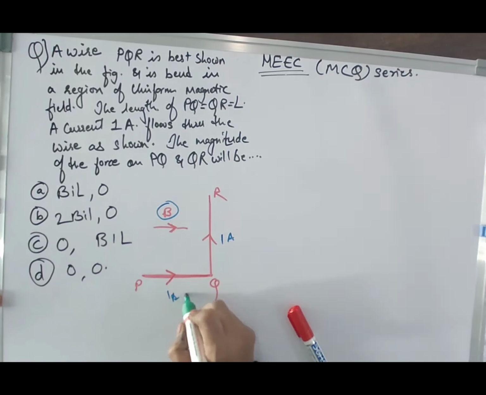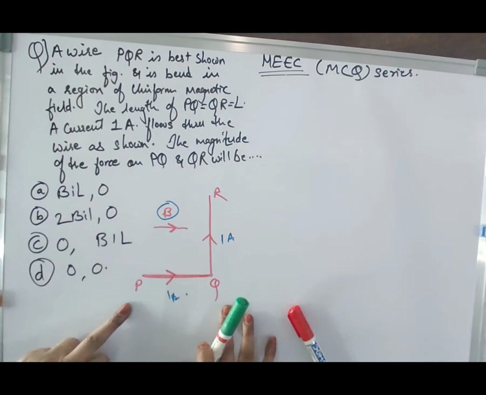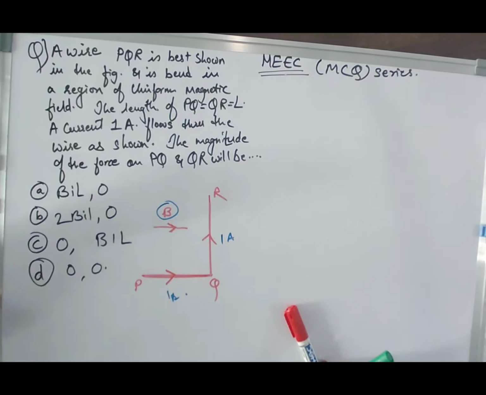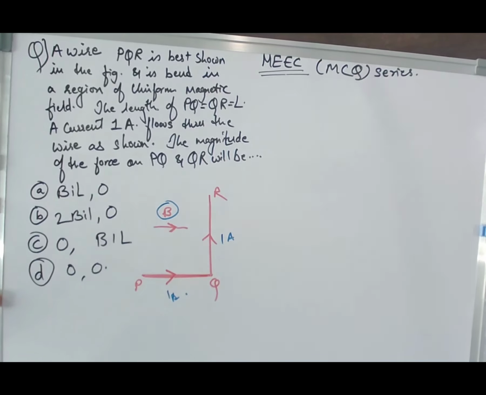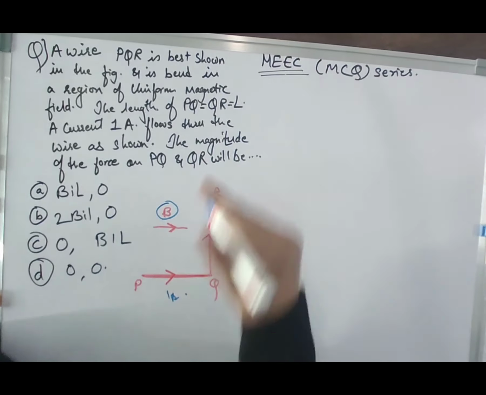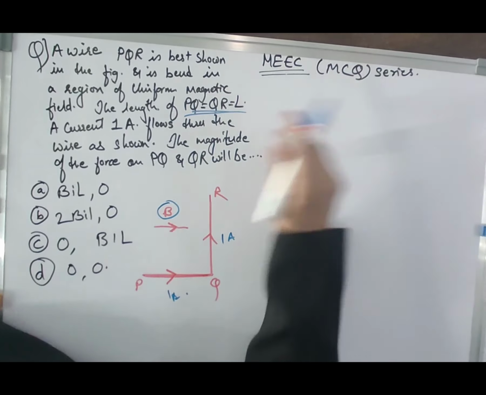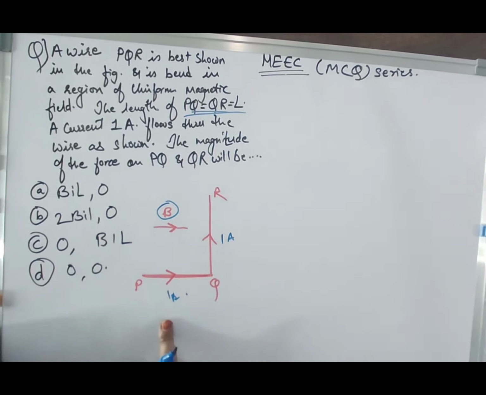Through the wire as shown, the magnitude of the force on PQ and QR will be, options: A, BIL, 0; 2 BIL, 0; 0, BIL; and 0, 0. Here, both PQ and QR have the same length. This line says that PQ and QR both have the same length. Here we need to evaluate the force on PQ and QR.